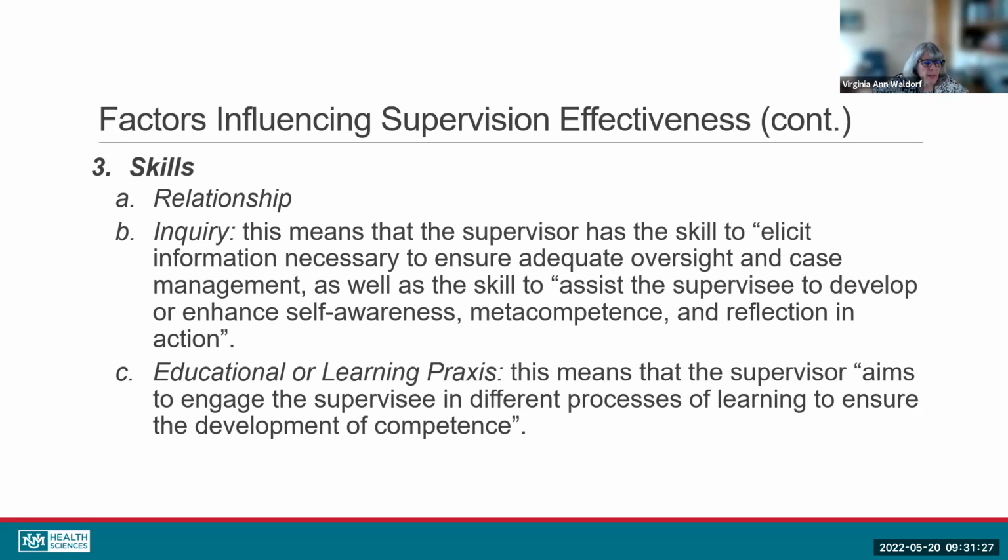And finally, they talk about this idea of learning praxis. And so, much the same as inquiry, learning praxis just identifies and recognizes that different learners learn differently. And I have to be flexible enough to provide information. So not just flexible in how I get information, but flexible enough in how I provide information to learners so that they can develop their own competence.